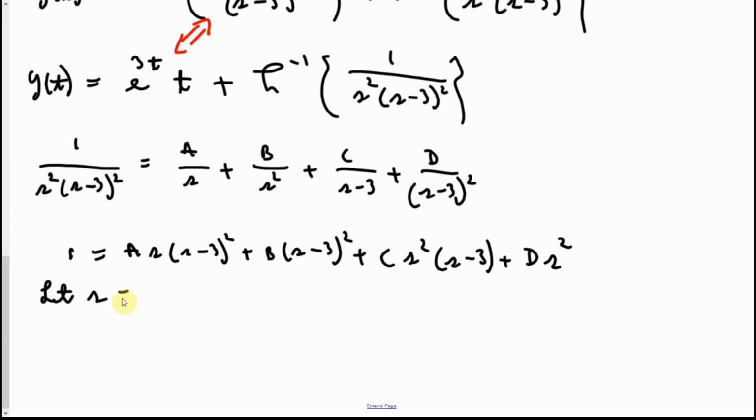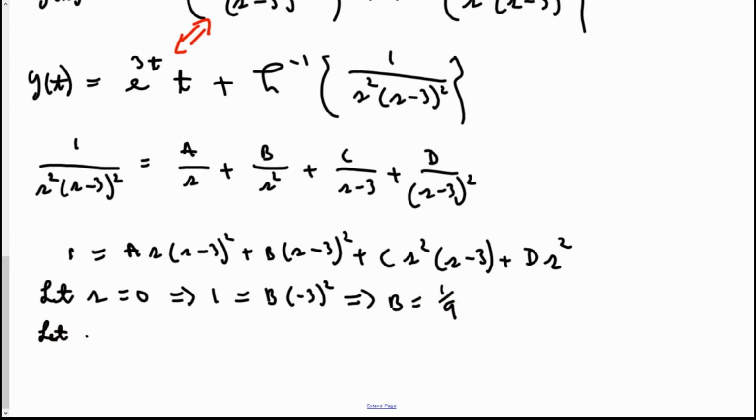So let s equal 0 and let's see what happens. That s equal to 0 is going to cancel this out. A goes out, C goes out, and D goes out. So I have left, if s is equal to 0, B times negative 3 squared. So that implies that B is equal to 1/9.